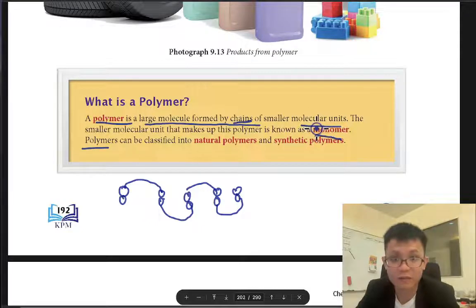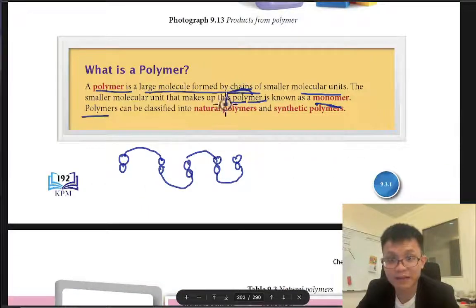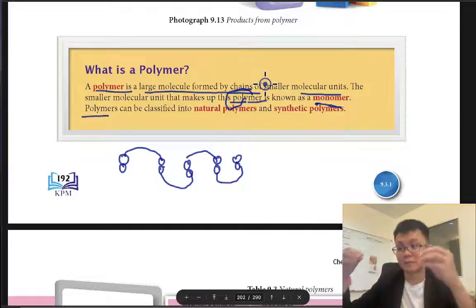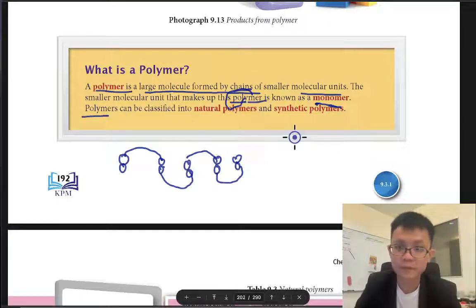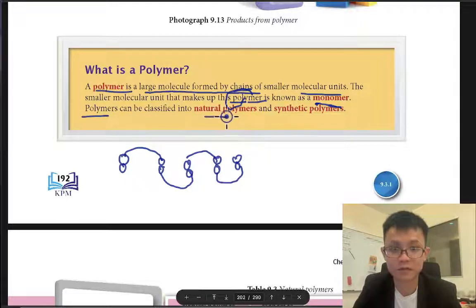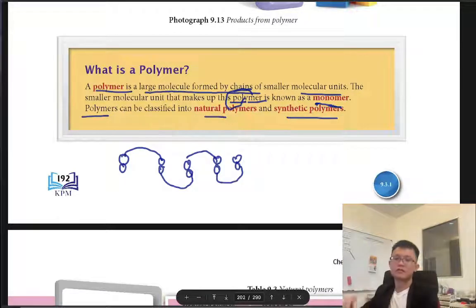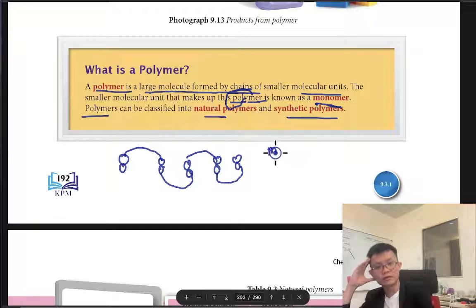Polymer is from monomer. The smaller unit that makes this polymer is known as the monomer. Poly means many, correct or not? Polygon, polygamy, I don't know lah. Poly usually means many. Polymer can be classified as natural polymer and synthetic polymer. So monomer, if you stick many of them all together, it becomes polymer. So polymer is like a chain.